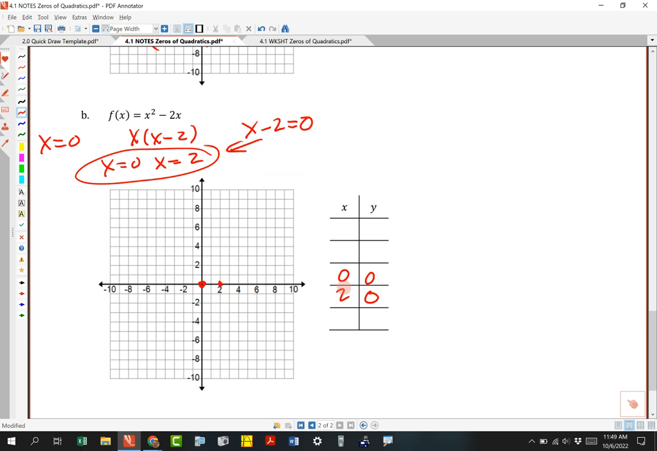X coordinate of 1. Add those two together. You get 2 divided by 2. You end up with 1. So we're going to plug in a 1. If you plug in a 1, you get 1 squared minus 2 times 1. Or you could plug it into the factored version. Either way, you're going to get negative 1.